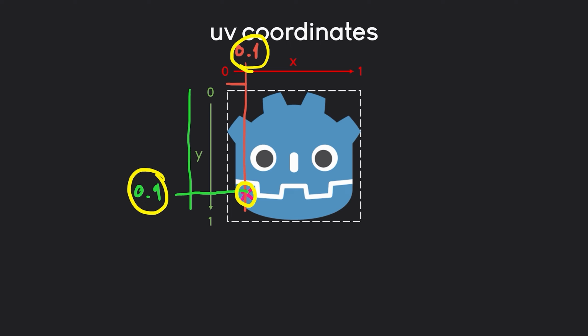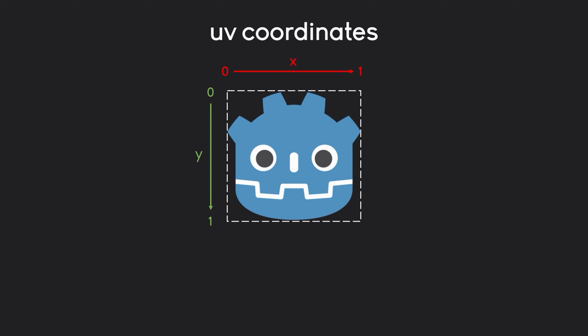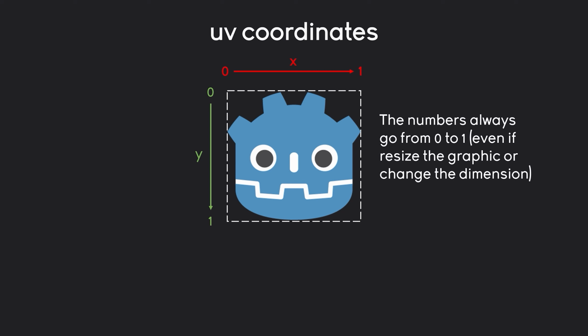In practice, in Godot, we simply get for every single pixel a vector coordinate of the position, and then we can do something with that. What that specific thing will be, I will show you in just a second. First of all, though, a couple of important notes. Number one, the numbers for the UV coordinates always start from 0 and go to 1. This applies even if you resize the graphic or if you change the dimensions. We are not working in pixels here, that's really important to understand.